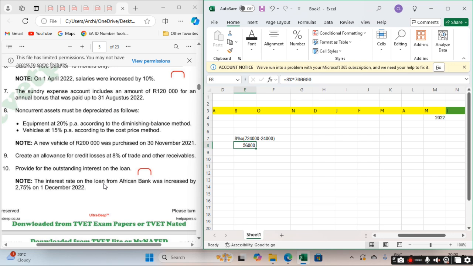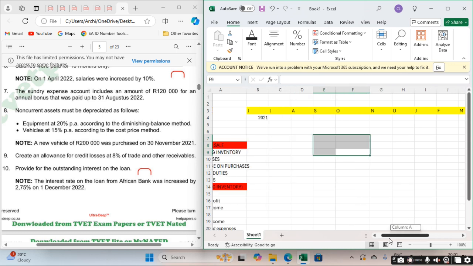At the beginning it was 10%, and then during the course of the financial period, it increased by what? It increased by 2.75%. So when we're calculating this interest on loan also, things are going to be done differently. Okay, so let's see how we do that.